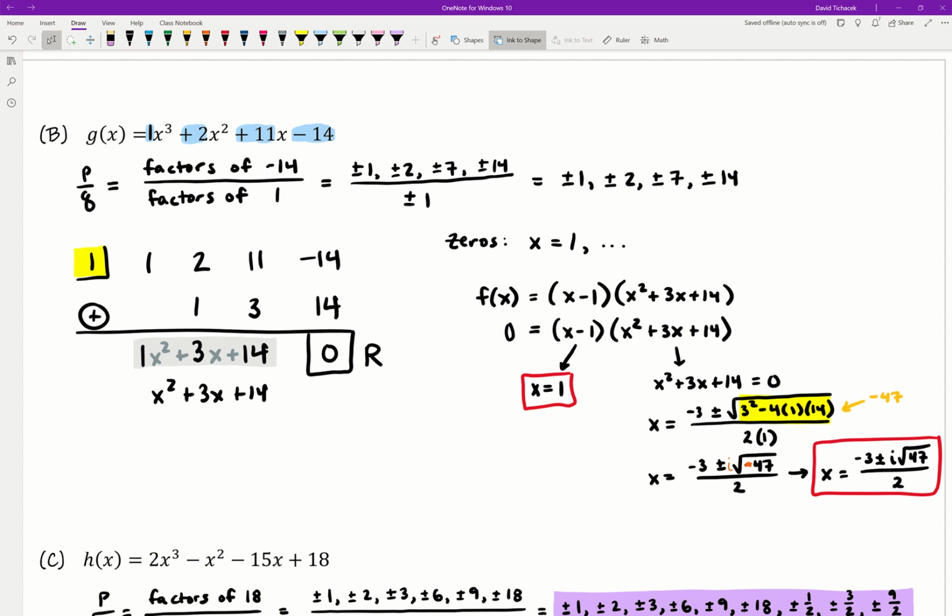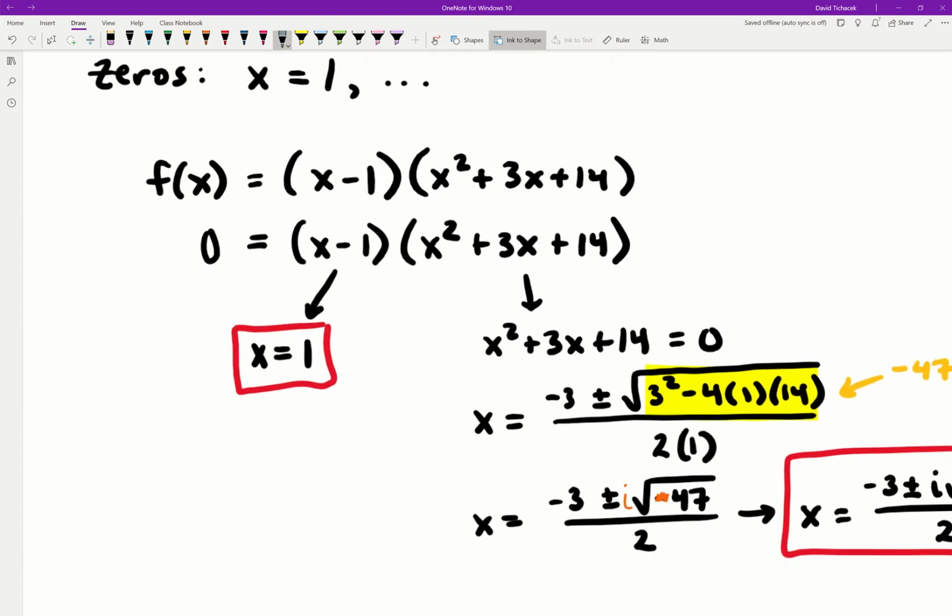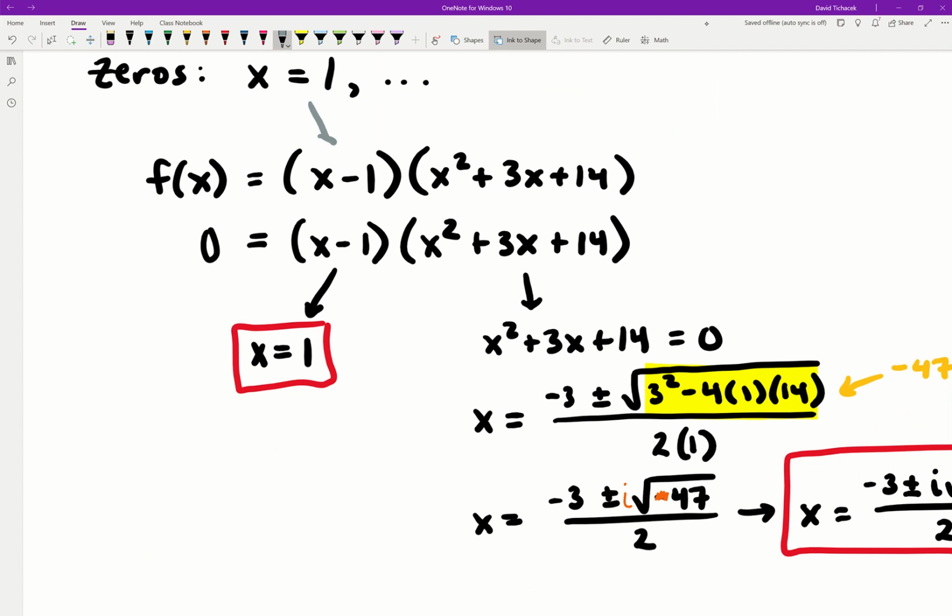I start off the exact same way. I create my pool of applicants here, and that is this pool over here. I have 8 different candidates for the job. And then the first candidate in that list turned out to be the one that worked pretty nicely for us. That's just positive 1. So that means I've got a zero of positive 1, and I can start to write out the factorization by writing out x minus 1 corresponding to that zero of x equals 1.